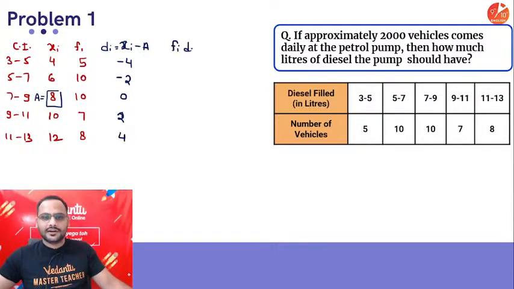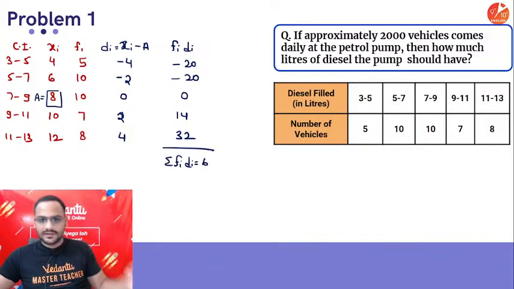And then fi into di. So minus 4 into 5 is minus 20. 10 into minus 2 is minus 20. 10 into 0 is 0. 7 2s are 14. 8 4s are 32. This is minus 40, and this is 14 plus 32, which is 46. So the summation of fi di is equal to 6. And the sum of the frequency will be 10 plus 10 is 20, 25, and 7 plus 8 is 15, 25 plus 15 is 40.